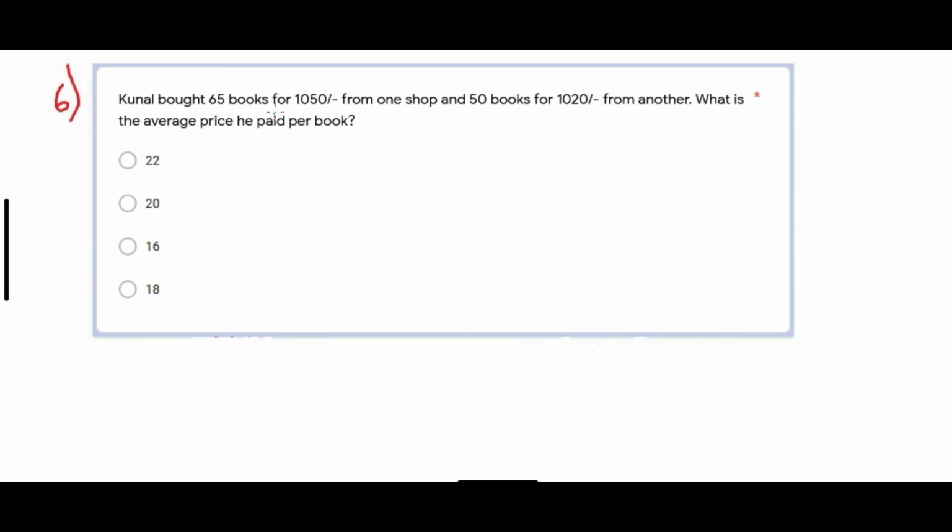Kunal bought 65 books for 1050 rupees from one shop, and 50 books for 1020 from another. So what is the average price he paid per book? Simple. First we need the average price. So average is equal to sum divided by number. The sum is 1050 and 1020, so it is 2070 divided by 65 and 50.